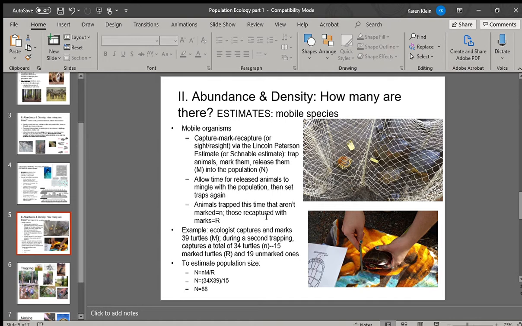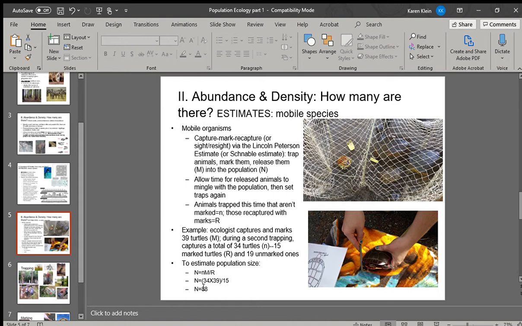You capture and mark 39 turtles on trap day 1. That's your big M. And then a week later, you put your traps in. That's your second trapping, and you capture 34 turtles, which is your little n. 15 of those were previously marked, and then 19 are new. And so it is just little n times big M divided by r. Little n is how many you capture the second time. Big M is how many you captured the first time, divided by how many you recaptured. That's 15, and your population estimate is 88.